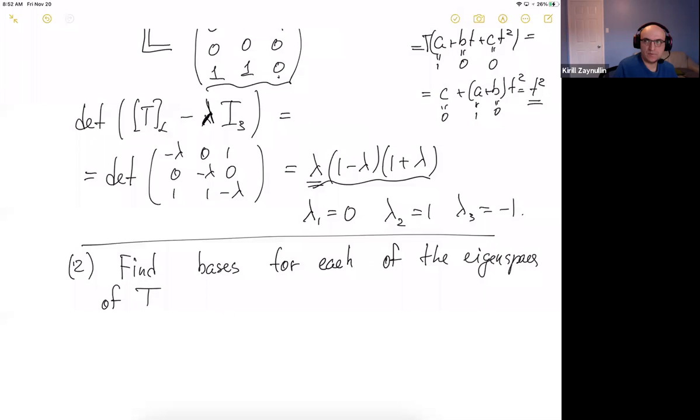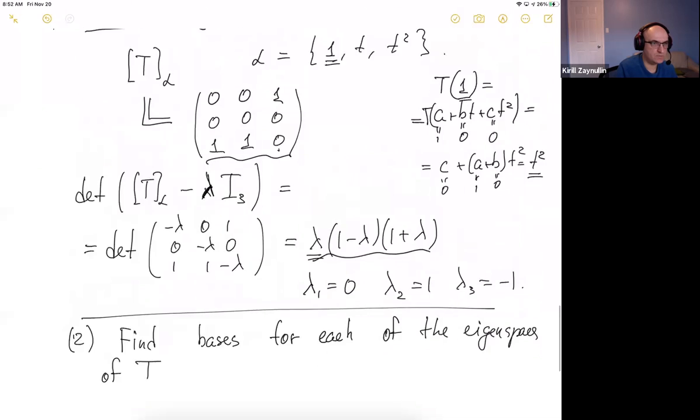Okay, I'm coming back. There was a question: could you please explain how you got the vectors in that first T matrix again?